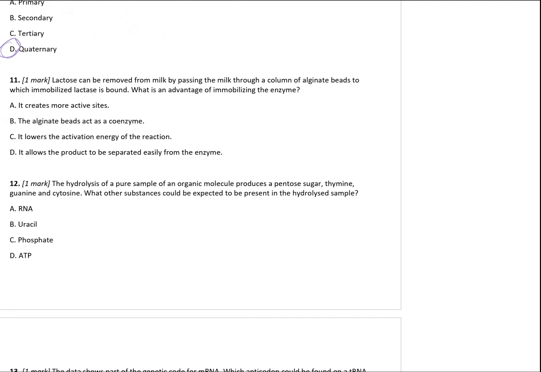Okay, so question 11 is about immobilized enzymes. Lactose can be removed from milk by passing the milk through a column of alginate beads, which we've done, to which immobilized lactase is bound. What is an advantage of immobilizing the enzyme? It doesn't create more active sites or act as an enzyme or lower the activation energy, but it does allow the product to be separated easily from the enzyme because you can just pick the beads out.